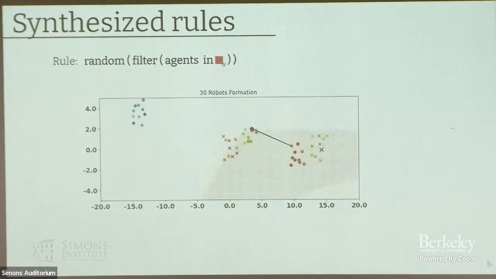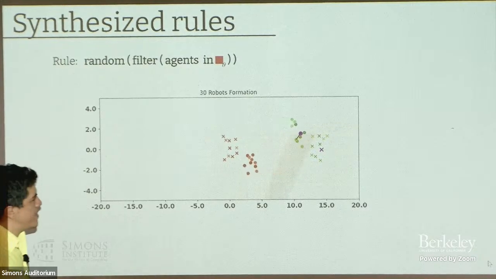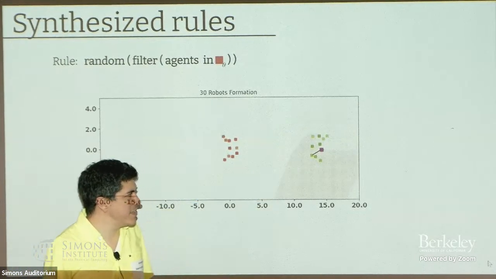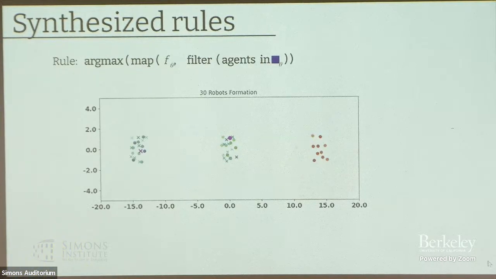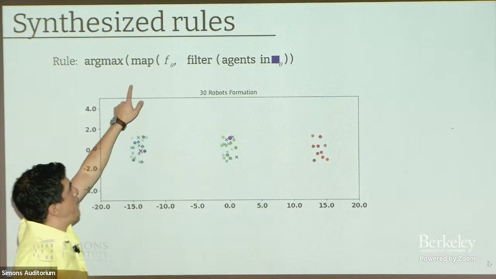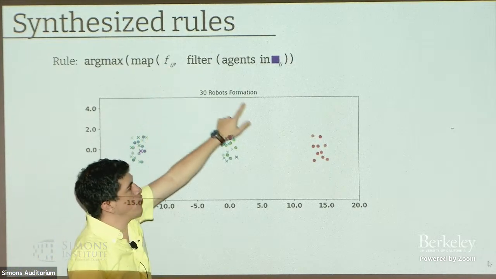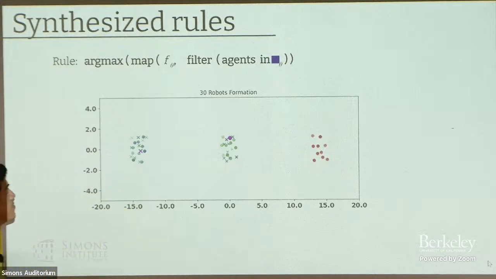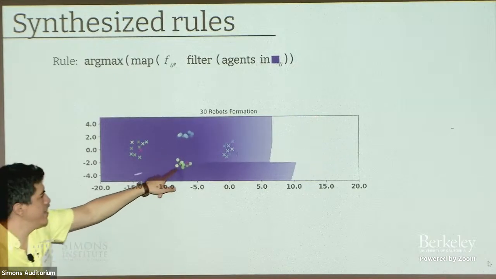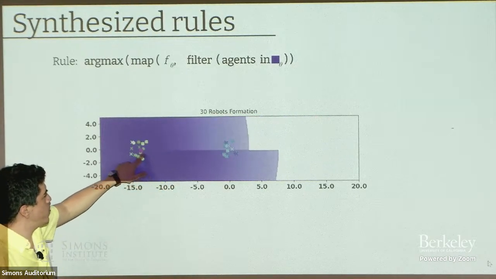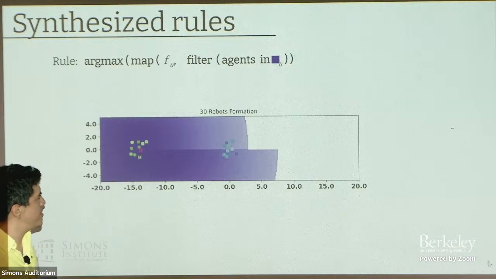Here you have another example where you again see that the communication is basically limited to this region. You can also map some other function over all the agents that pass the filter, and then pick the agent that maximizes that function. For example, here you can see that it's always communicating with the agent that maximizes that function.